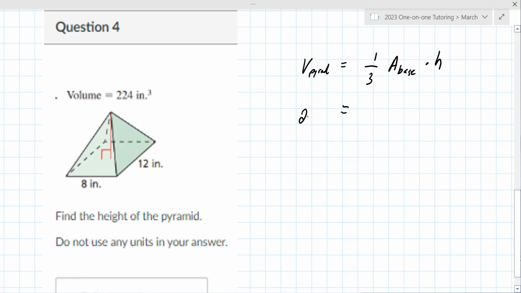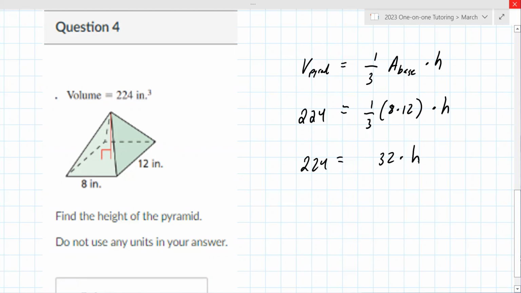The base is a rectangle, so you have to be able to find that area. They give you the volume of the pyramid. That's nice. So the area of the base is 8 times 12, and then the height you do not have. Okay, so you're solving this equation now. 1/3, you can multiply 8 times 12 and divide by 3. Okay, 8 times 12 is 96, and then divided by 3 is 32. So you've got 224 equals 32 times h.